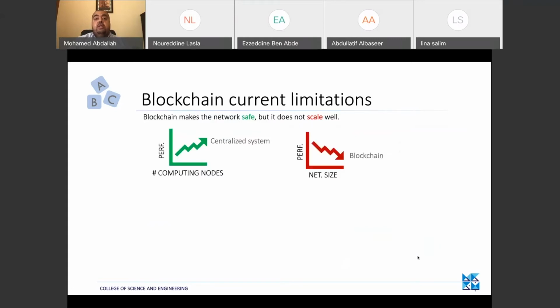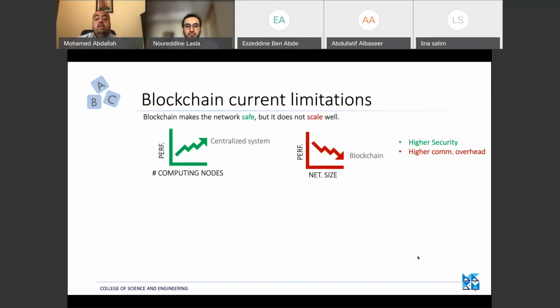However, the blockchain is not the same thing. When you add more nodes, it's good in terms of security, because with more miners, you have more people who make sure that any data will be verified. But on the other side, because of this mining process, there is a lot of communication overhead between the different users or the different miners.